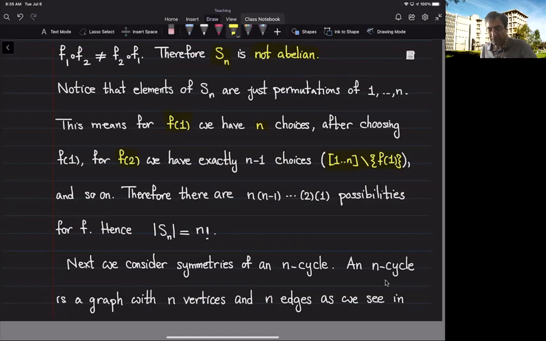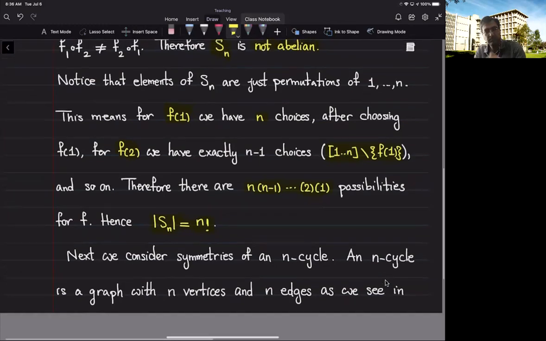So then if I use the multiplication principle, altogether we get n times n minus 1 times n minus 2 times ... times 2 times 1 possibilities for the function f. That means the symmetric group, the nth symmetric group, has precisely n factorial number of elements.